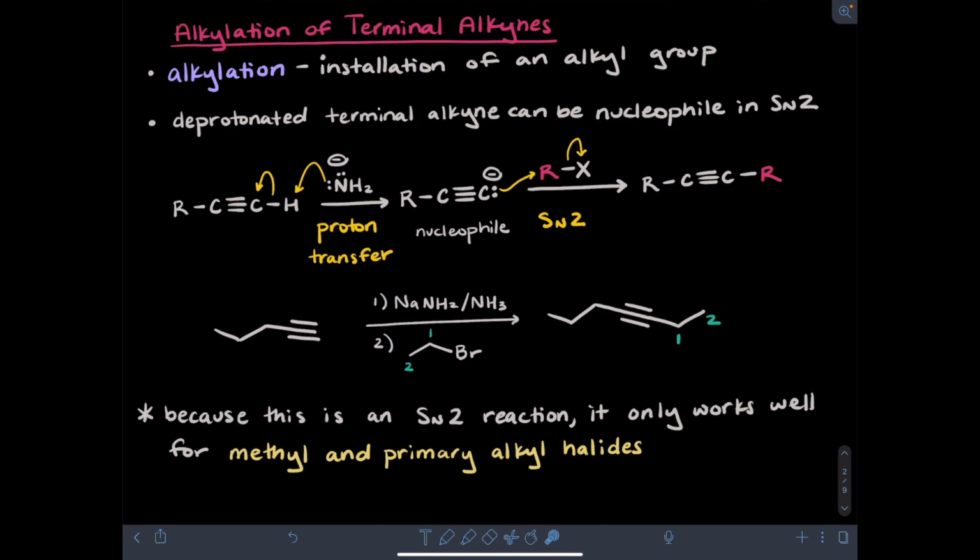Because the alkylation step is an SN2 reaction, it will only work well for methyl or primary alkyl halides. Recall that secondary or tertiary alkyl halides are not as good in SN2 reactions, and they will undergo elimination reactions instead.